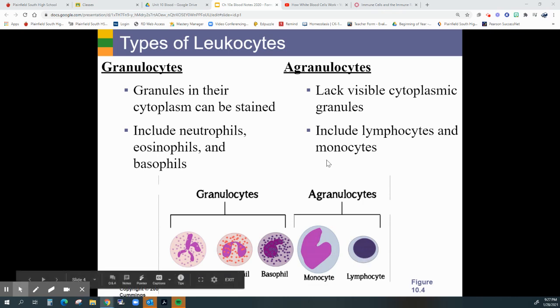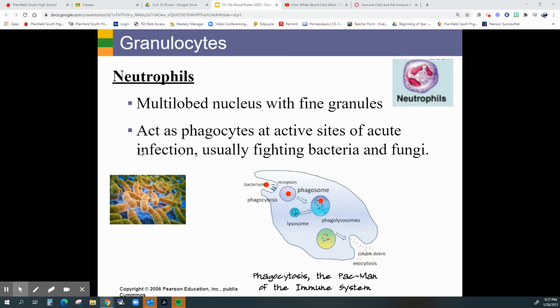We got our monocytes and lymphocytes. Okay. These two categories, the big difference again is just the fact that they have these granules and don't have these granules. Okay. So we're going to look at them individually. So we'll take a look at the granulocytes first.